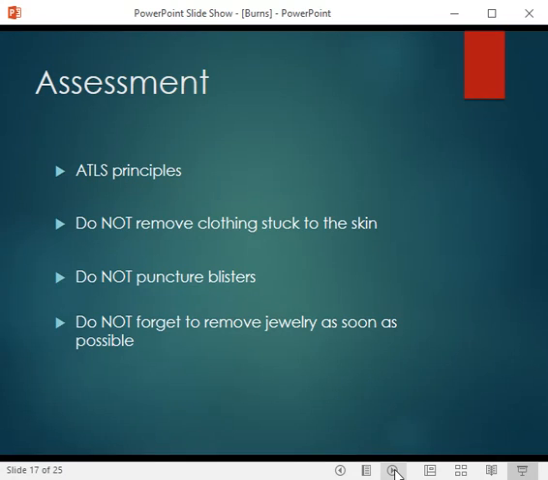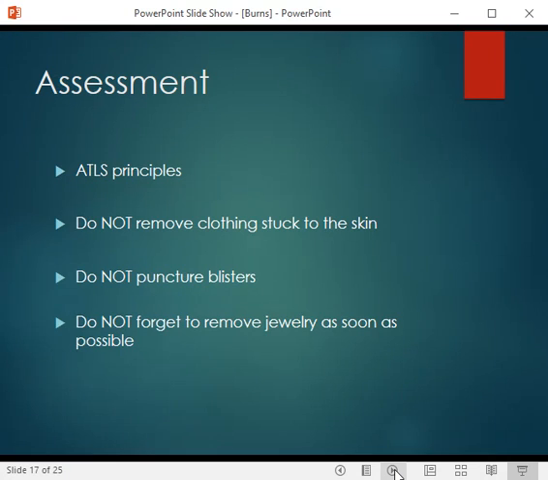Do not puncture blisters. Blisters are nature's way of isolating the burnt area. They are nature's way of dressing the wound. So you do not puncture the blisters until the patient has reached the emergency department of the hospital, where they can be punctured and debrided in a very sterile manner.